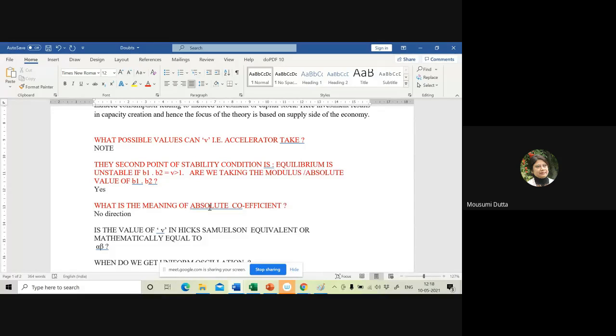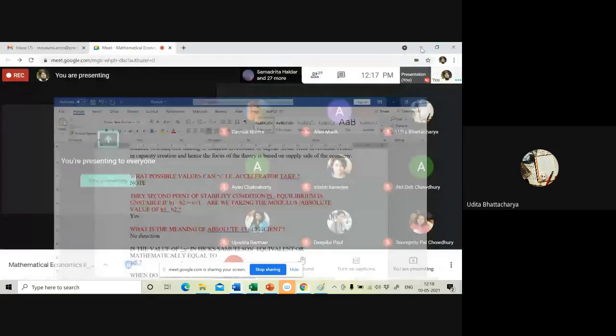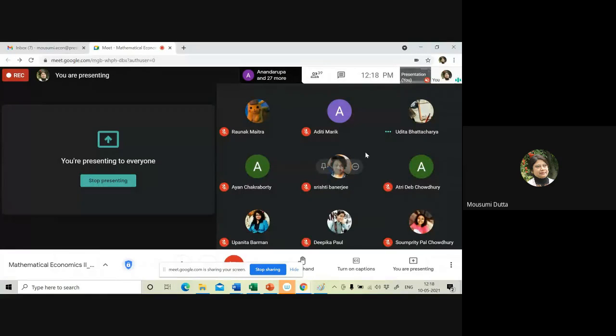Okay. Now, before going to that, there was one question: is the value of V in Hicks-Samuelson equivalent or mathematically equal to alpha beta? Whose question is this? Ma'am, mine. Okay, so never. Alpha into beta is an interaction between accelerator and multiplier, and V is only the accelerator.